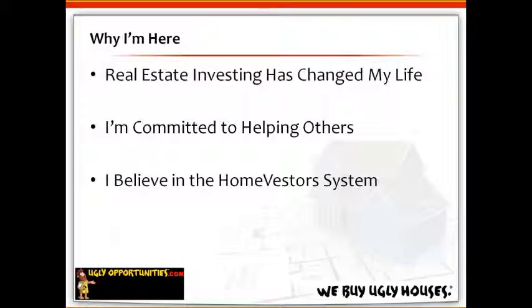Real estate investing has truly changed my life and that of my family. It's given us a lot of things that we didn't have previously, and for that I'm very grateful. And also for that, I'm committed to helping others achieve some of the same successes that we've had. I believe so much in the HomeVestors system that I now recruit and coach other members to our team, and my team is growing again very quickly. If you're interested, we would like to talk more to you.